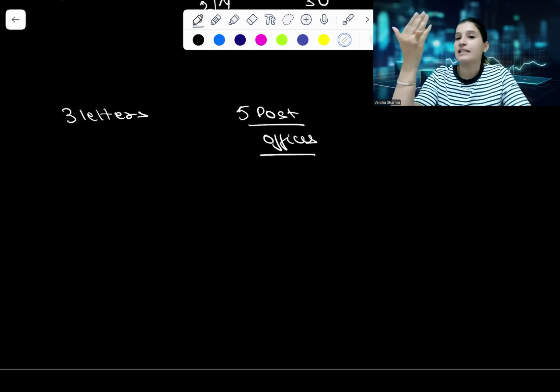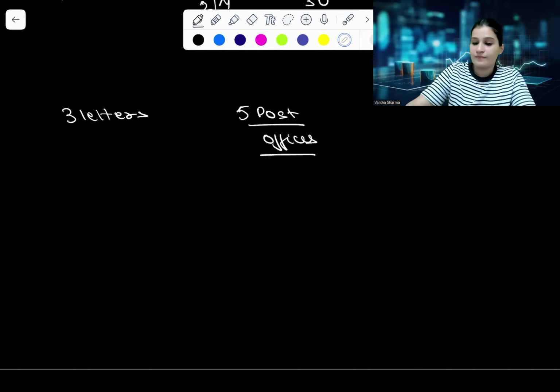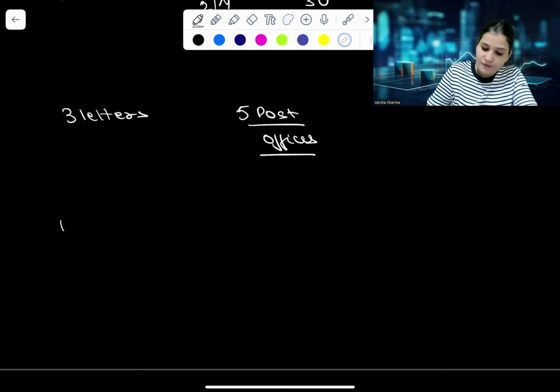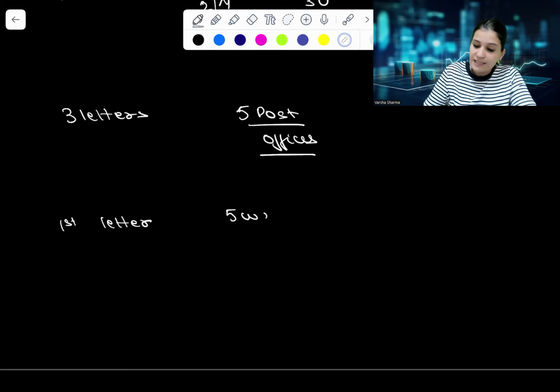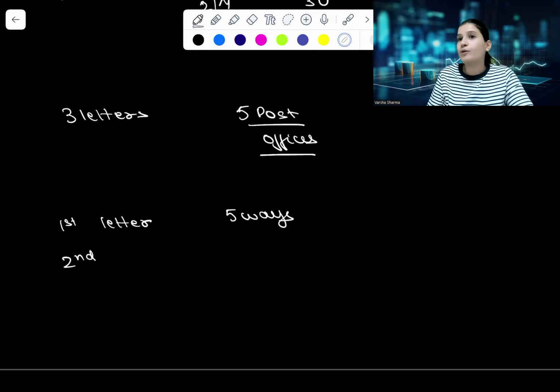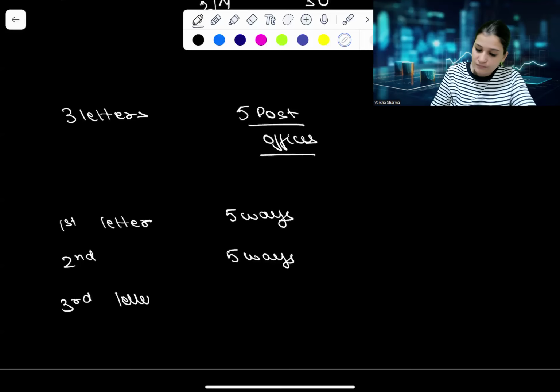So I pick up the first letter. How many options for me to post them? First letter can be posted in how many ways? 5 ways. The second letter can be posted in how many ways? Again, 5 ways, because one post office does not have only one letter, right? It can be posted in the same one. The third letter can be posted in 5 ways.